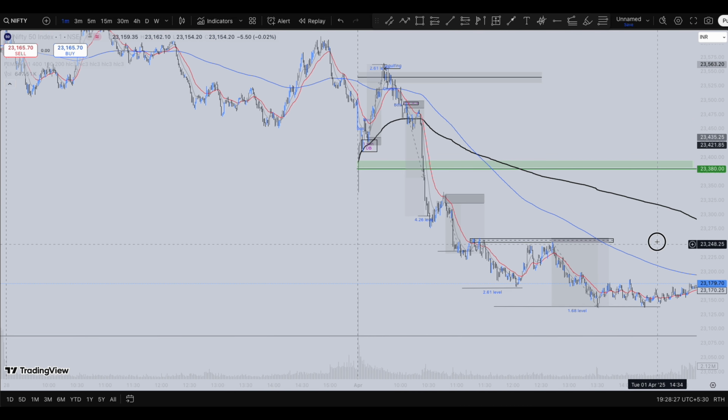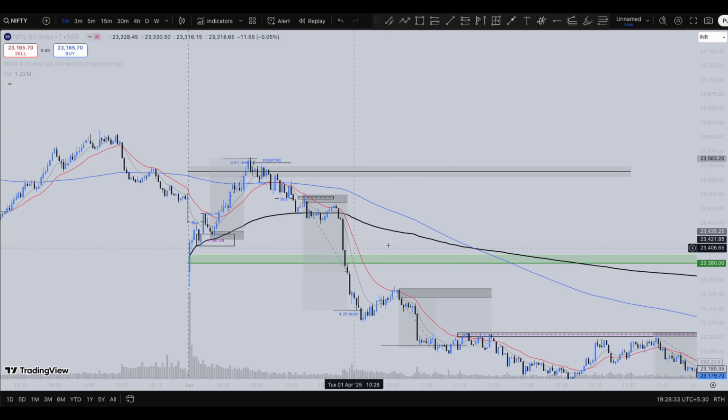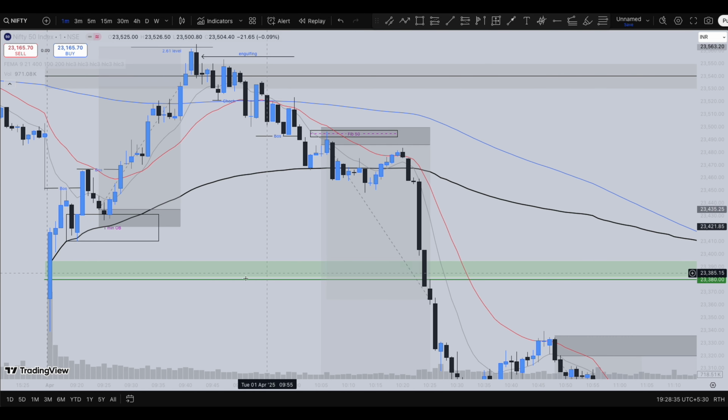This is about the Nifty 50 trade analysis, guys. You can see how I usually trade. Let me explain to you from first, guys.